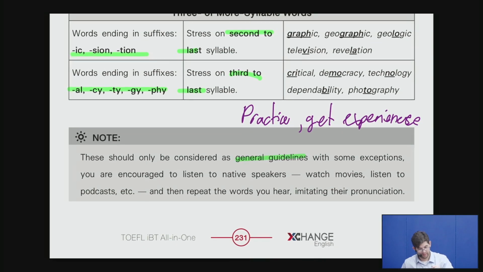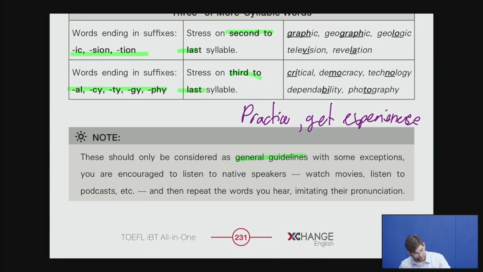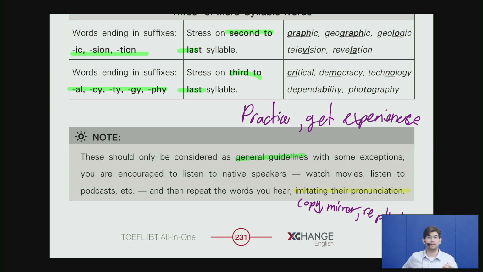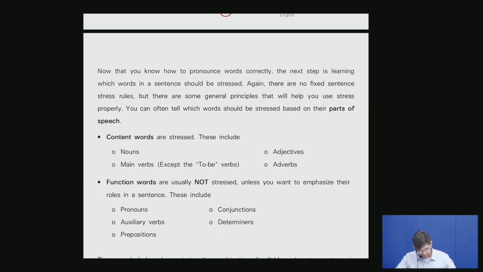All right? And there's actually a big vocabulary word here I want to highlight and make sure that everyone understands. We say, then repeat the words you hear, imitating their pronunciations. And when we say imitating, what we mean is to, simply put, copy or mirror or replicate. So you're trying to mimic or copy the sounds we make. All right? So let's go on to our next section.